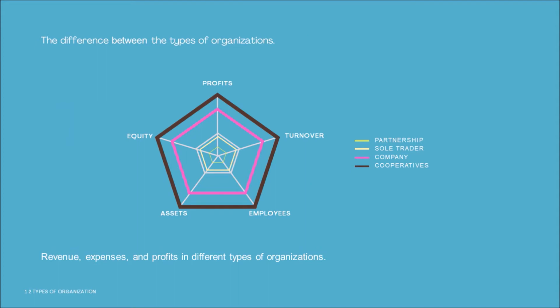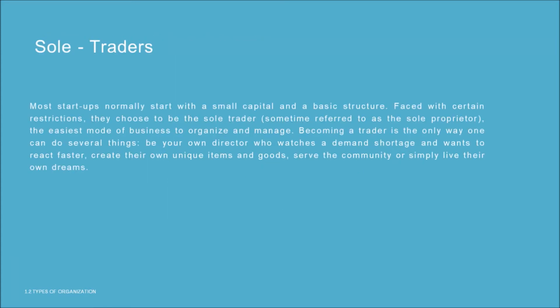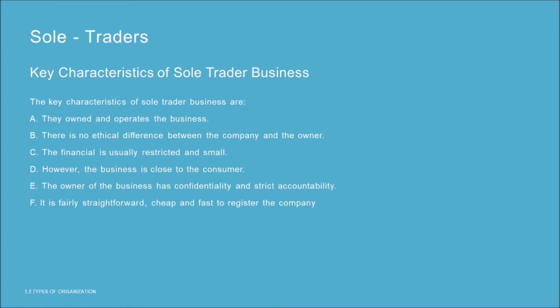The difference between the types of organizations is shown in the picture below: the revenue, expenses, and profits in different types of organizations. Sole traders. Most startups normally start with a small capital and a basic structure. Faced with certain restrictions, they choose to be the sole trader, sometimes referred to as the sole proprietor, the easiest mode of business to organize and manage. Becoming a trader is a way to be your own director, react faster to a demand shortage, create your own unique items and goods, serve the community, or simply live your own dreams.